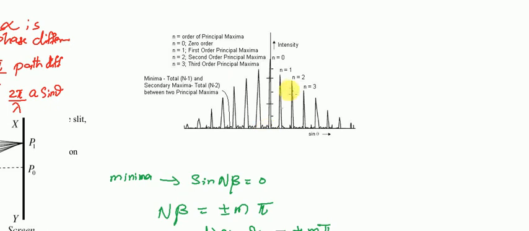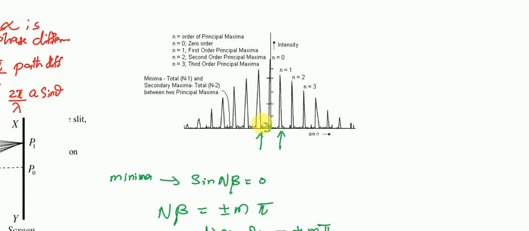You can see that there will be many principal maxima and minima. Here n equal to 0 is the zero order principal maximum. On either side of the zero order principal maximum there will be first order principal maxima, then second order principal maxima, then third order principal maxima. Between the plus first order and minus first order on both sides of the zero order, there will be many principal minima.